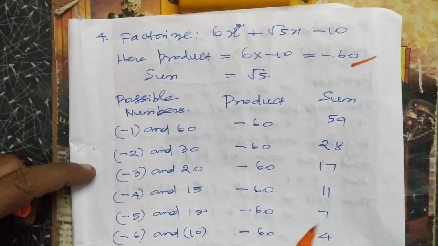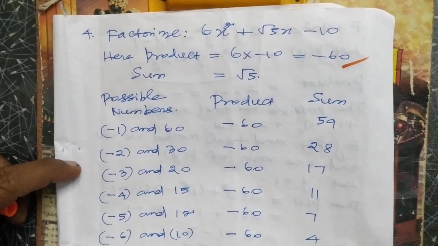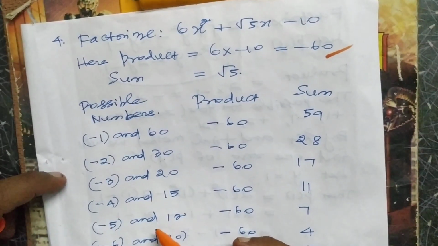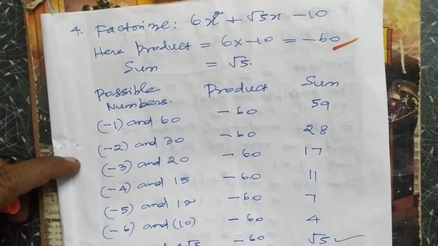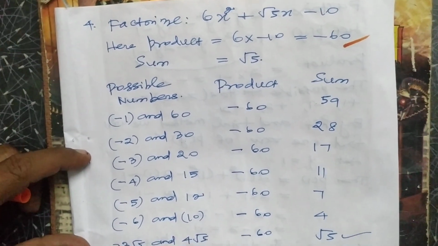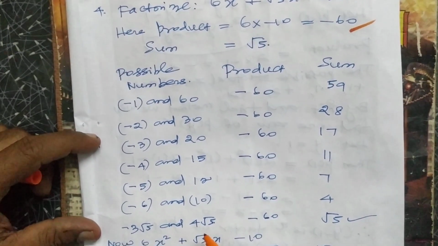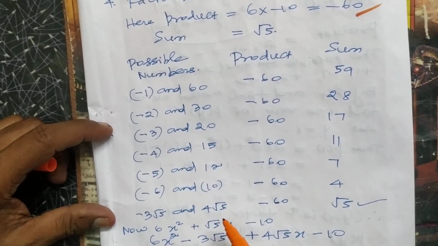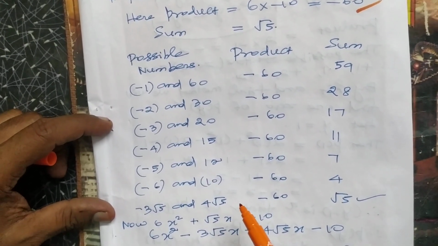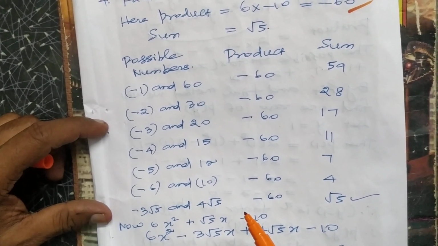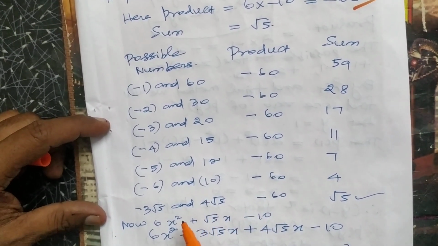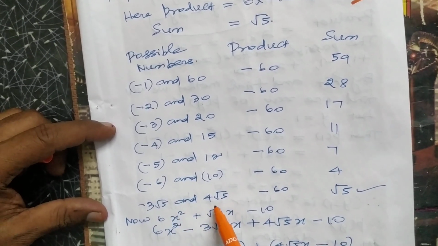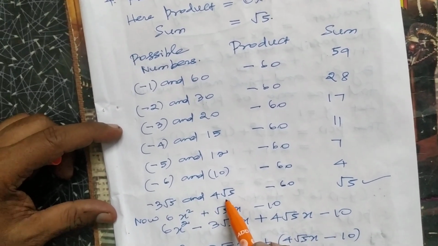These are the possible factors I have written. Out of that, as you want root 5, none of the terms are in square root. Therefore the appropriate factor: 12 5s are 60. Therefore 12 can be written as 3 and 4. As the sum is plus and the product is negative, the larger number will be positive and the smaller number will be negative. The smaller number is minus 3 root 5 and the other, larger number will be 4 root 5.